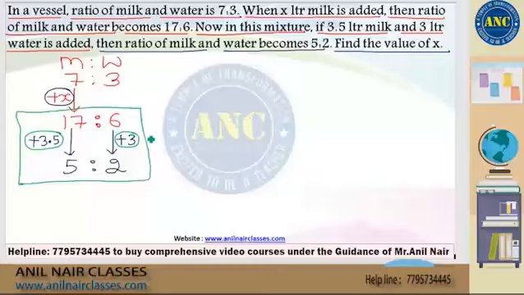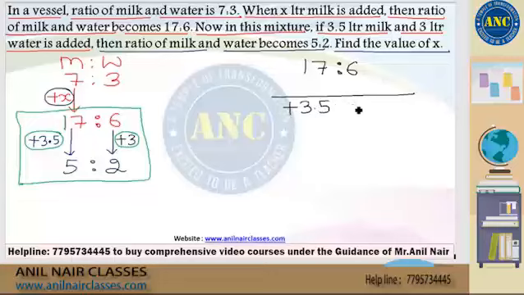Everyone listen carefully, sir. 17:6 is the initial ratio. Now everyone please concentrate here. For this initial ratio of 17:6, forget about 7:3. I am only concentrating on that box. For this 17:6, I am adding 3.5 liters of milk and 3 liters of water, so that the resultant ratio becomes 5:2. Please make use of cross multiplication whenever different values are added.